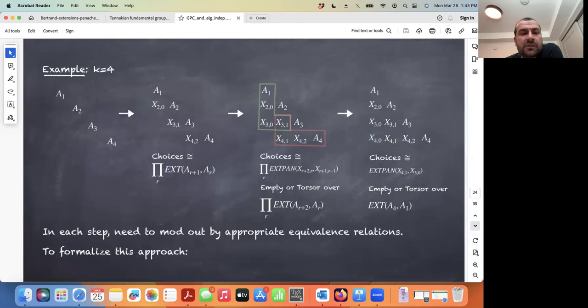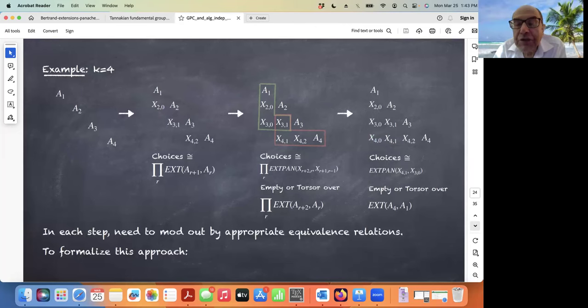Well, of course, we have to mod out by the appropriate equivalence relations. And then we have to also formalize this approach. Any questions about these? Hopefully this explains the idea, sort of. Yes, I have a question. Is it correct to think about this as an iterative method of these blended extensions? Absolutely. In a couple of slides, you'll see that. 100%. Very good question.